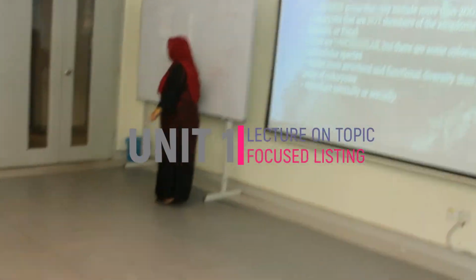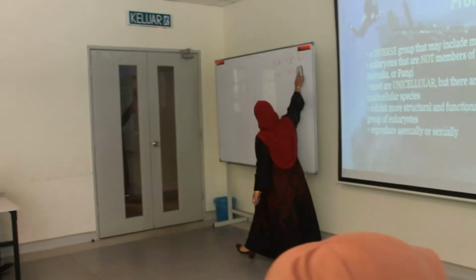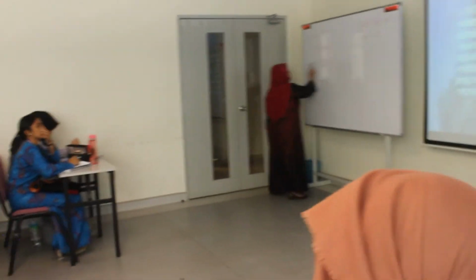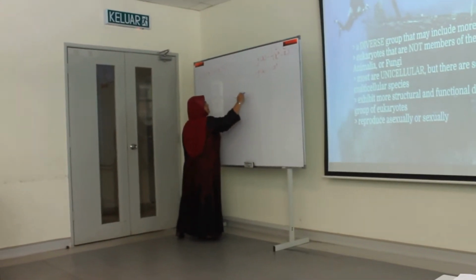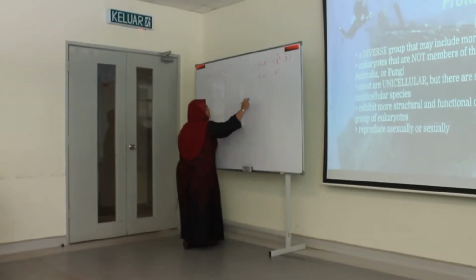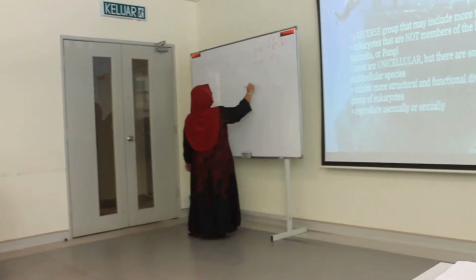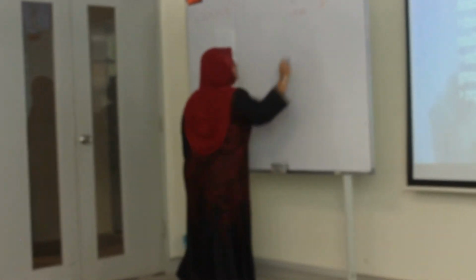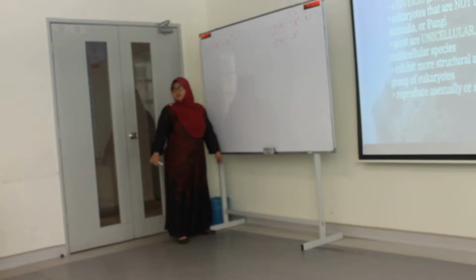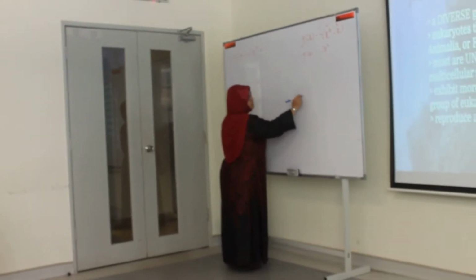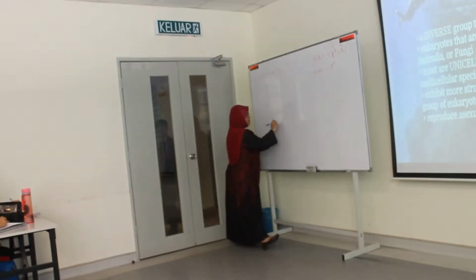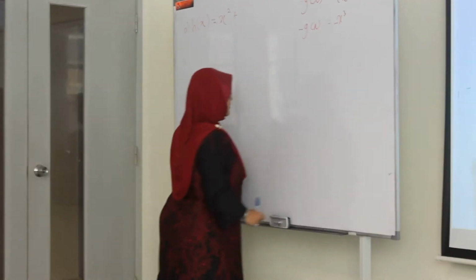This is a key point that you need to remember. If a question asks, list down the characteristics of the Protist, without really looking at the slide. Characteristics. Sorry, my handwriting is not that good. The first one is what? Mostly unicellular. Can reproduce asexually or sexually.